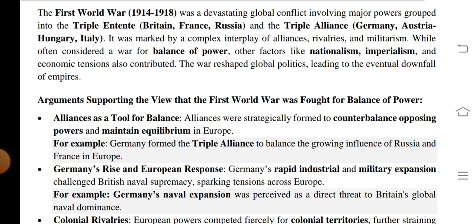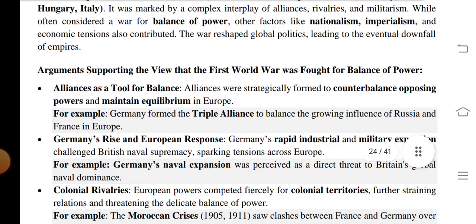The First World War, 1914-1918, was a devastating global conflict involving major powers grouped into the Triple Entente, Britain, France, Russia, and the Triple Alliance, Germany, Austria-Hungary, Italy. It was marked by a complex interplay of alliances, rivalries and militarism, while often considered a bid for the balance of power. Other factors like nationalism, imperialism and economic tensions also contributed to the war, reshaping global politics and leading to the eventual downfall of empires.